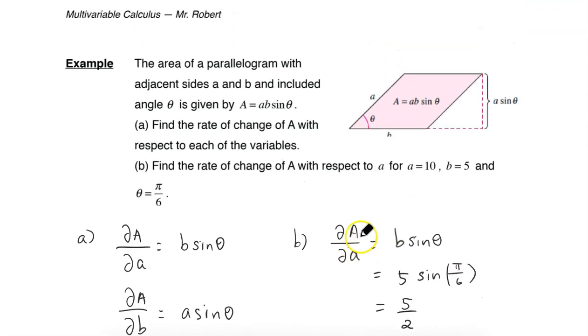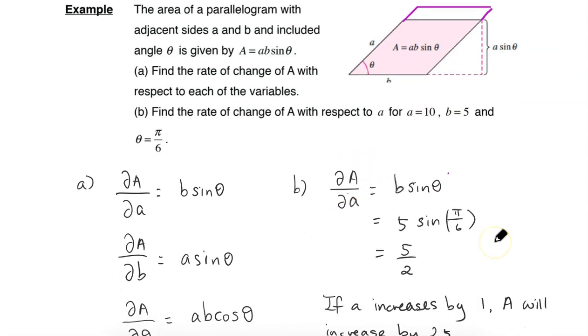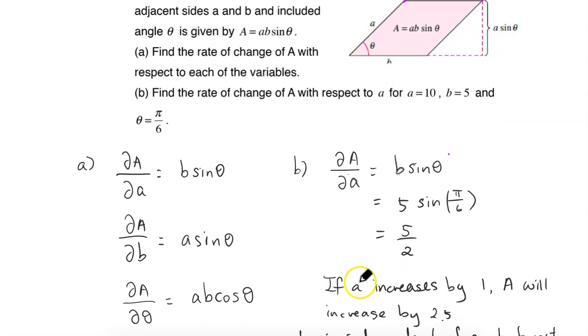Well, with partial a, we are observing how much the area is growing when the length of the side a is growing. So if we increase a by a certain amount here, how much did the parallelogram's area grow by? This is what these derivatives mean. So if the length of a increases by 1, the area will increase by 2.5.